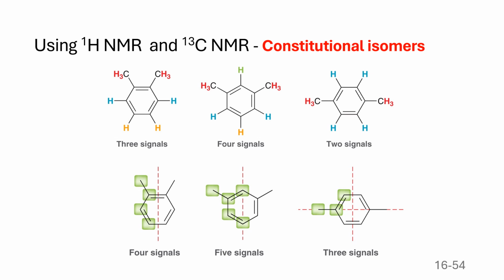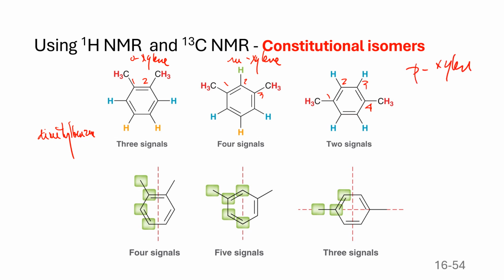Now you can use proton and carbon NMR to distinguish constitutional isomers. These are isomers of dimethylbenzene. This is the 1,2 pattern, so the ortho, that's o-xylene. This is 1, 2, 3, so that's the meta-xylene. And that's 1, 2, 3, and 4, that's the para-xylene.